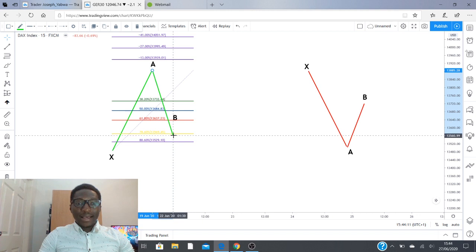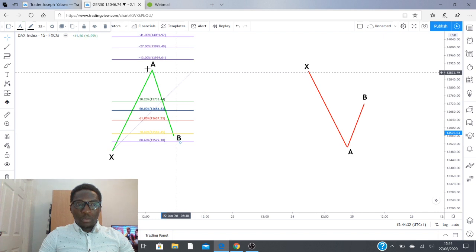So if B extends and touches the 886, straight away you don't have a valid B point of a butterfly pattern. It just needs to come and touch. Any part of the candle can do it, it can be the wick or the body of the candle, but you just need it to touch the 786 retracement only.